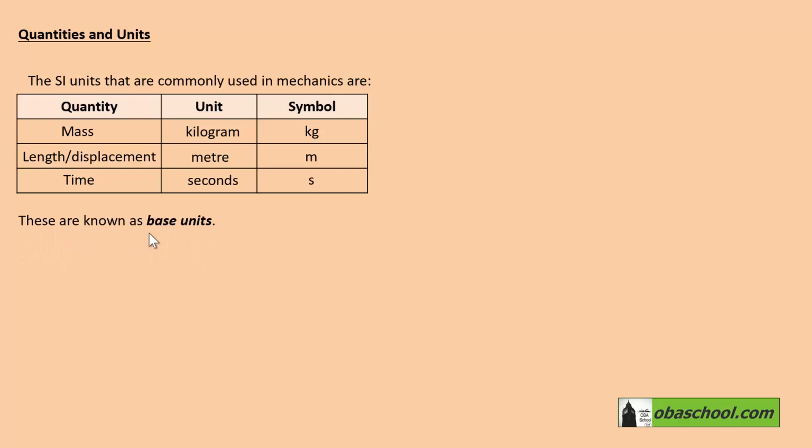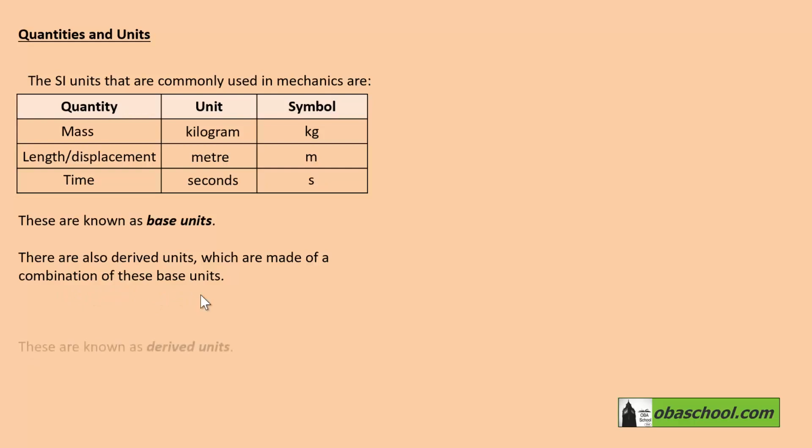These are known as base units. There are also derived units, which are made of a combination of these base units. These are known as derived units, as mentioned above.